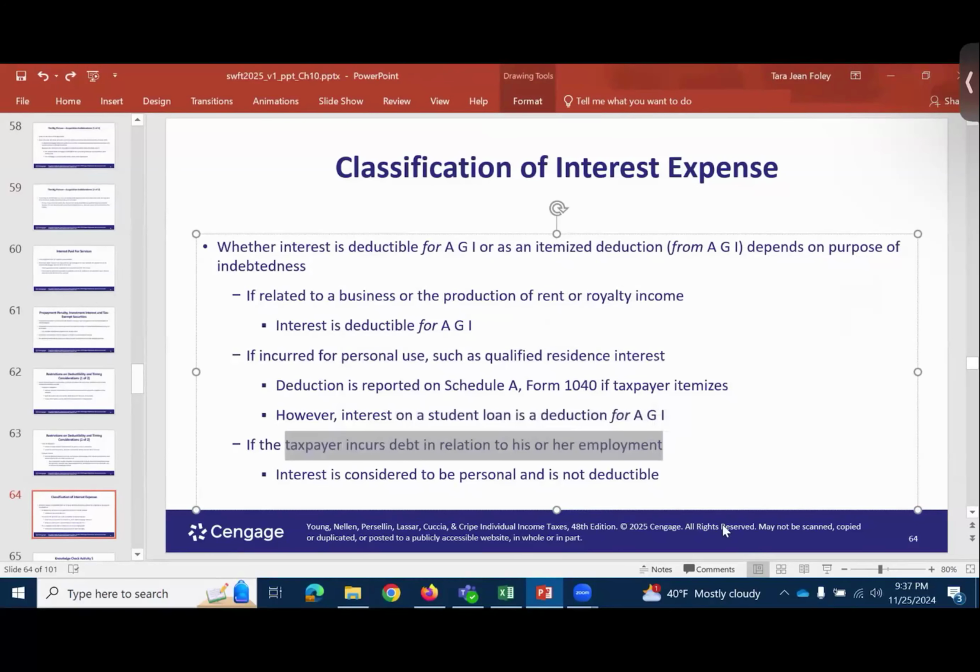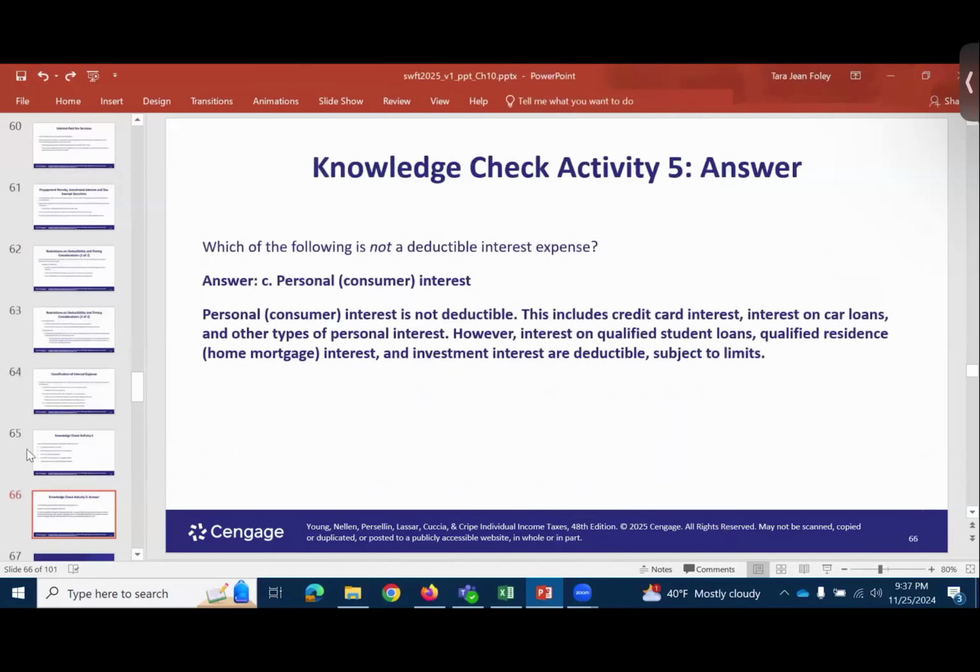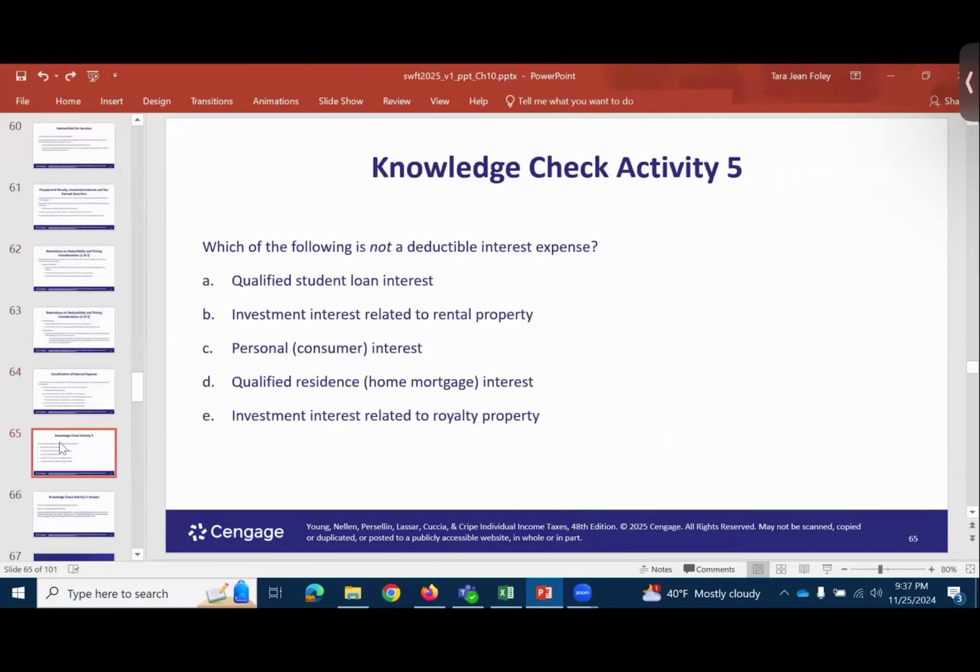Debt for his or her employment, that's personal. It's not deductible. Here's a knowledge check. What's not deductible interest expense?